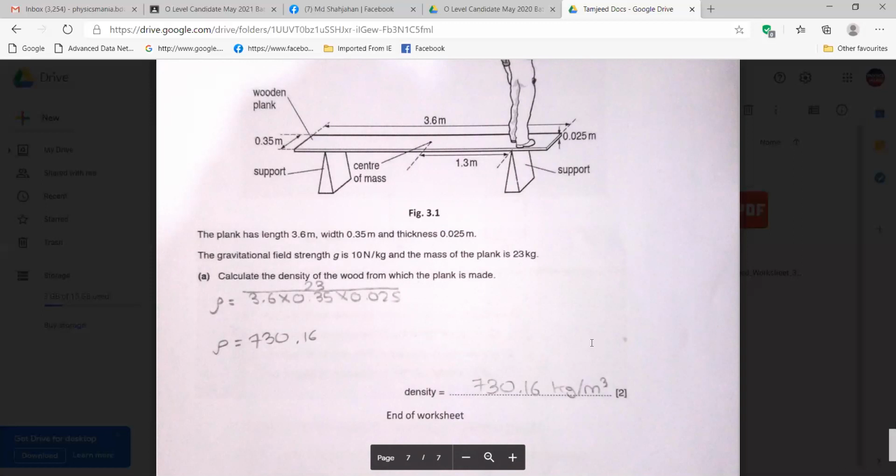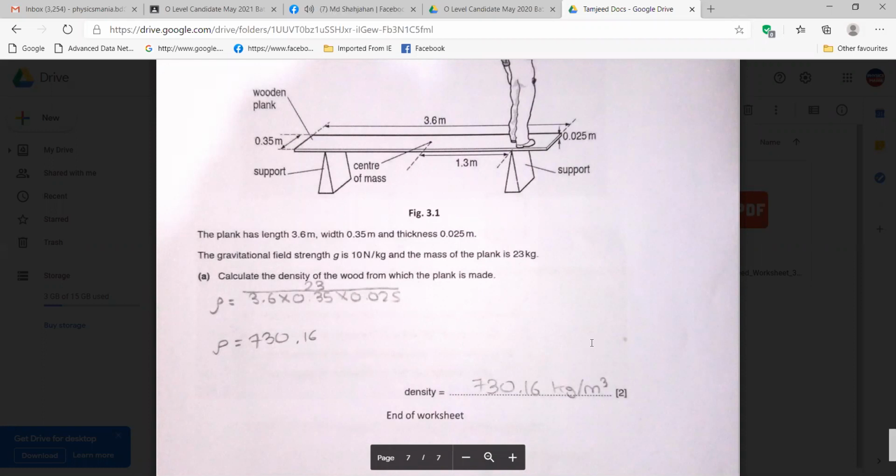So the formula of density is mass per volume, right? Your mass is 23 kg. Yes. Volume is the multiplication of all the dimensions: 3.6, 0.025, and 0.35. So you got 730 kg per meter cube, right? Yes, it's all right.